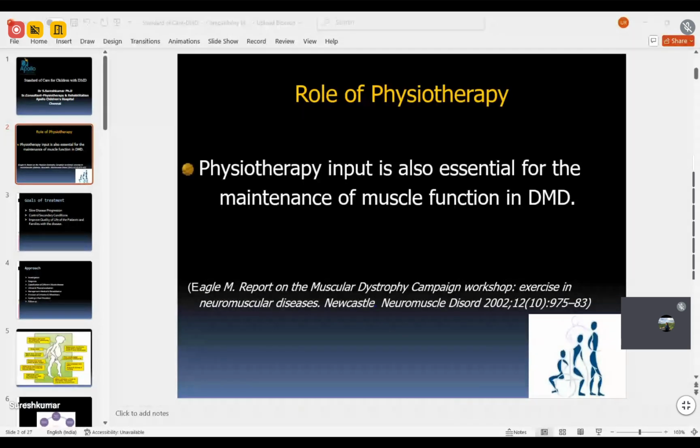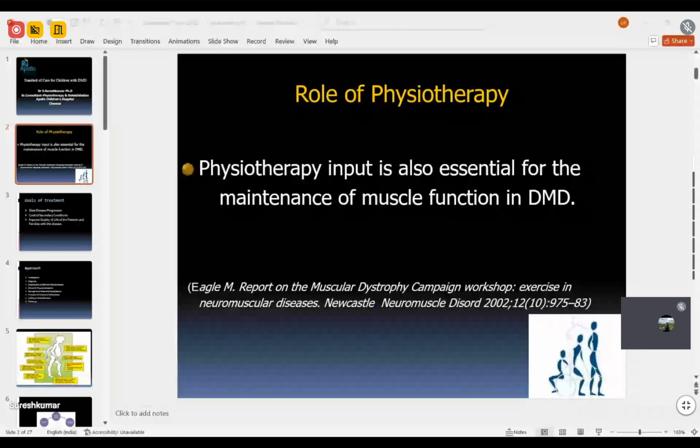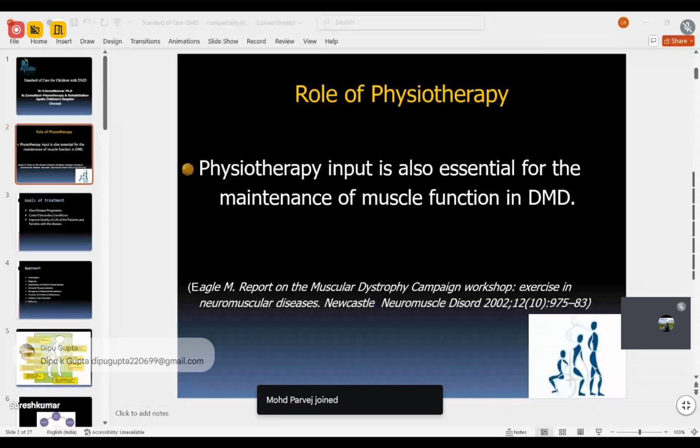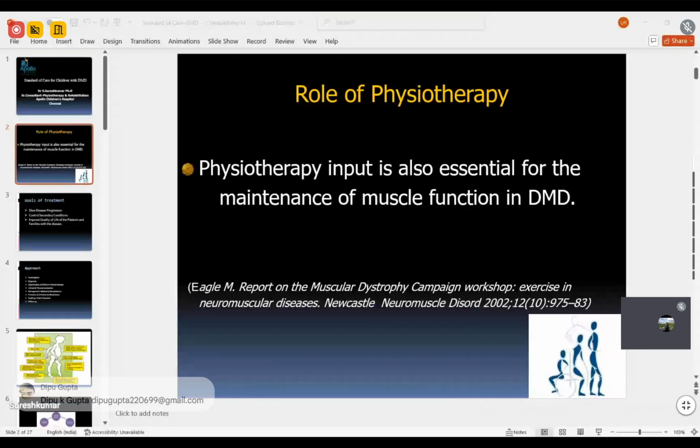The second is to prevent posture, frequent changing of posture, not allow the child to sit for a longer time on the sides and use a reclining chair or a wheelchair. So in spite of that, when the child lost the ambulation, then we advise appropriate wheelchair for them, again stretching, splints, and then spinal support.